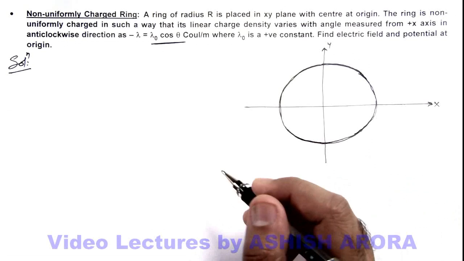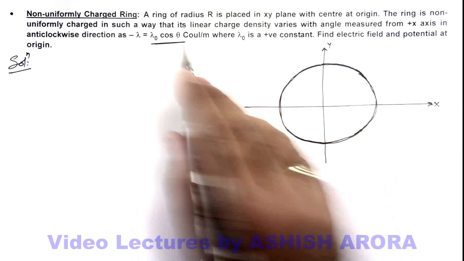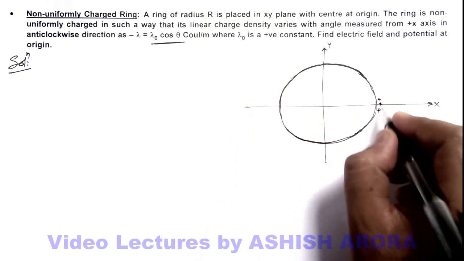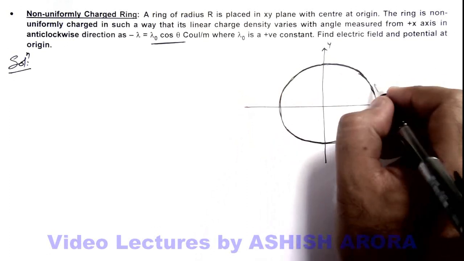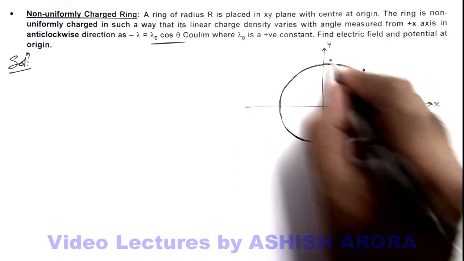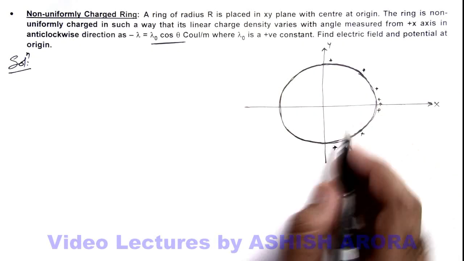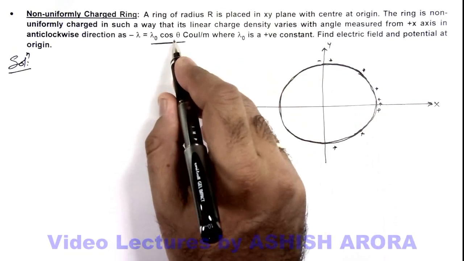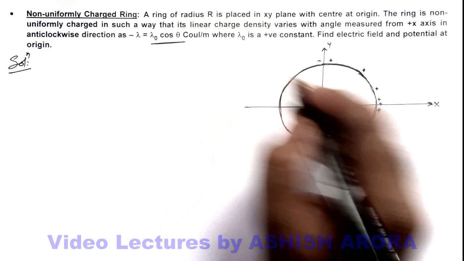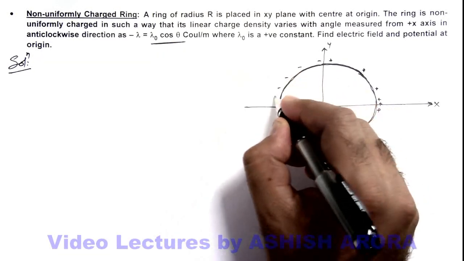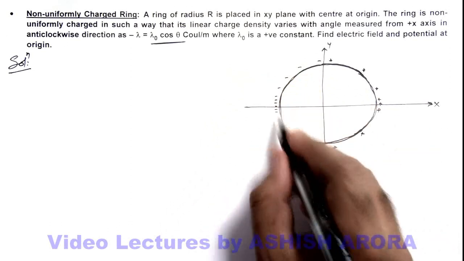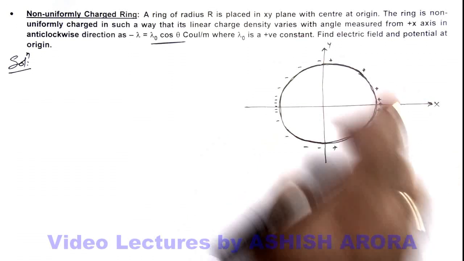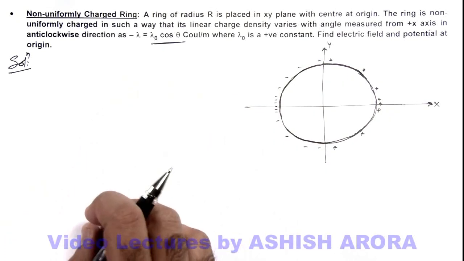That means, if theta is the angle measured from the plus x axis, at theta equal to 0 the charge density will be maximum, and as we move away to an angle theta, the density will decrease in this manner. When theta becomes more than 90 degrees, it will turn negative, as for an obtuse angle cos theta is a negative quantity. And as we move to angle pi, again the density will be maximum. So, this is the charge distribution which will exist on the ring due to the cosine function.